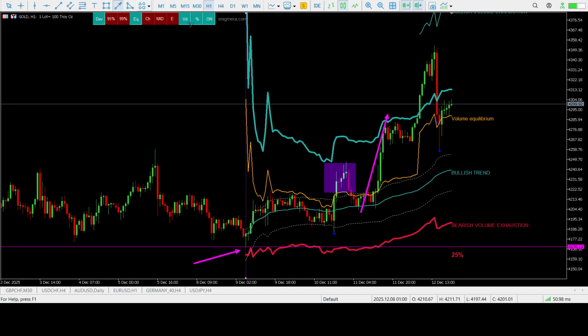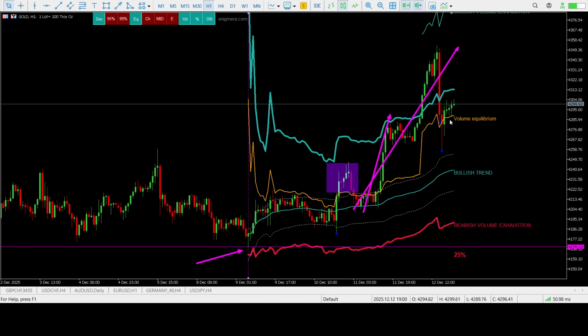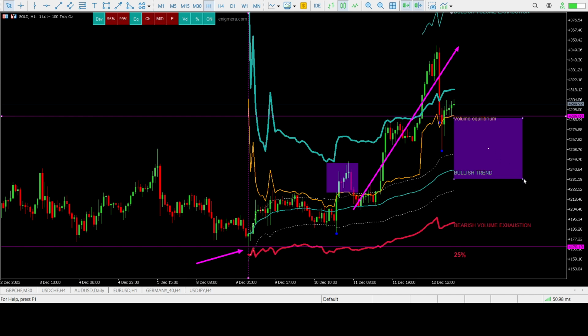So our bullish trend is valid from this point until the equilibrium is broken. This is our bullish trend. If the market breaks the equilibrium and commences to trade below, here in this area, which can be a small area, can be a bit wider, depends on the market, we will consider the bullish trend broken.